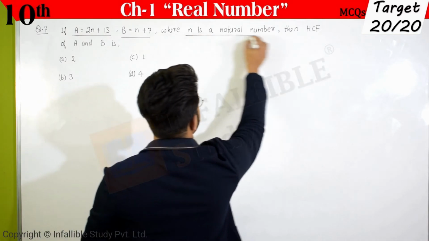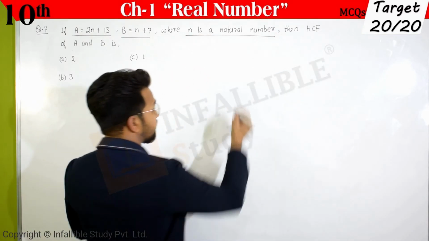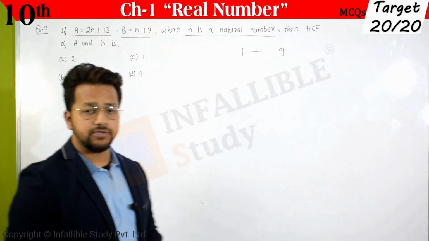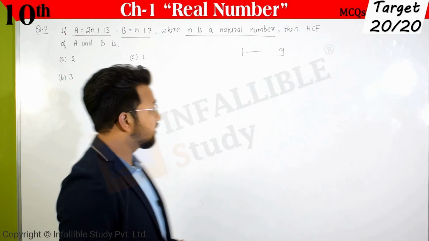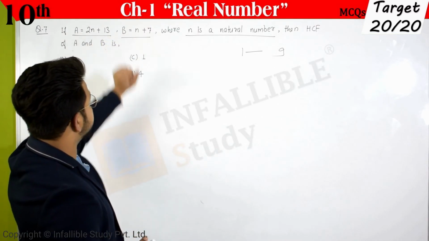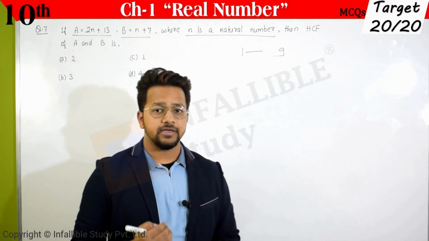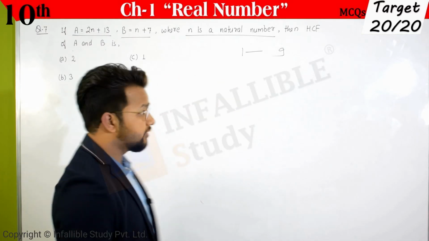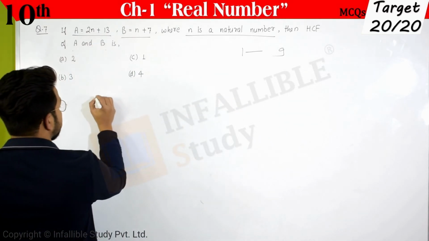In this type of question, when it is given that n is a natural number, the natural number can start from 1 to 9. So the value of n will be between 1 and 9, and we need to find the HCF of this. So first of all we will start putting the value of n from 1 in both equations.